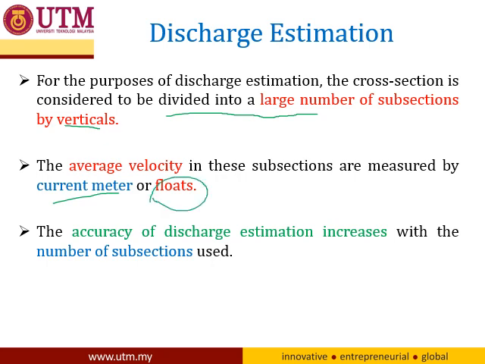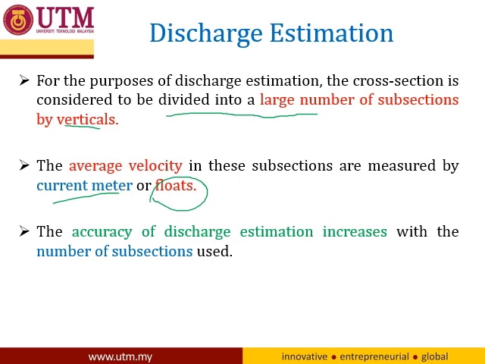Floats are used if you use the previous method, but this is the velocity area method. Usually we use the current meter. It has some similarity actually. You just need to find the velocity and area. That's all. The accuracy of discharge estimation increases with the number of subsections used.